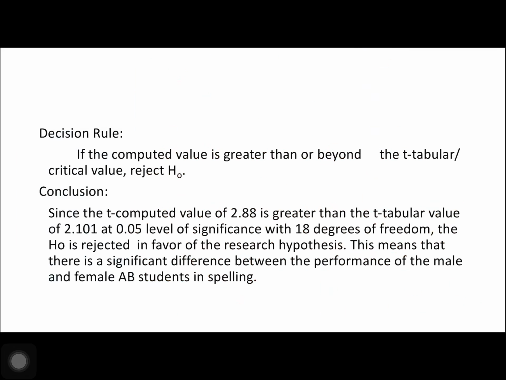Okay, so for the decision rule, if the computed value is greater than or beyond the t-tabular or critical value, reject the null hypothesis. In our normal curve, our critical value or tabular value is 2.101. This is our critical region. Our computed value is 2.88, and it belongs in the rejection region or the critical region.